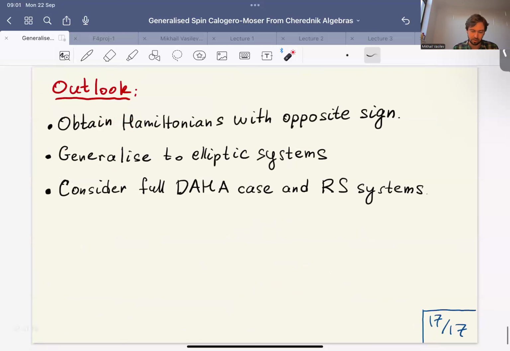And what else can we do? Firstly, one can try to obtain Hamiltonians with the opposite sign of the spin operator. We do not know how to do this. I didn't have time to say why it may be important. We can also try to generalize to elliptic systems, and we can try to go relativistic to consider the Ruijsenaars-Schneider model, rational and trigonometric. Here I will stop. I'm out of time. Sorry about this.